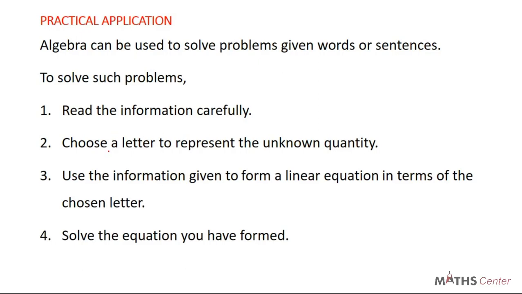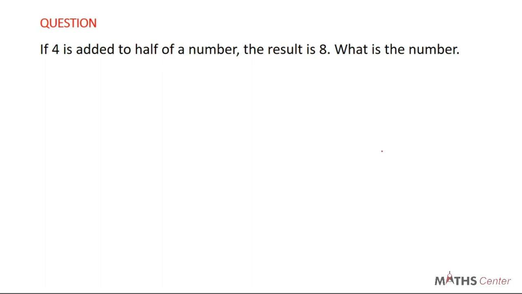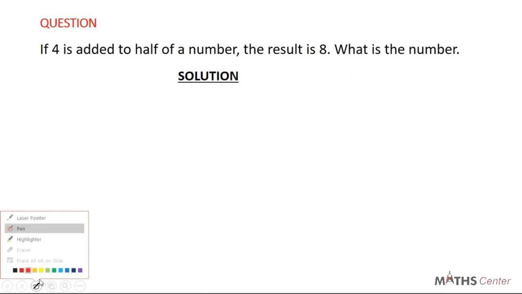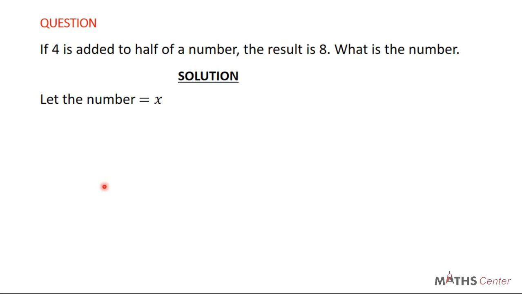The next point is that we have to choose a letter to represent the unknown quantity. So here the unknown quantity is a certain number that we want to find. So choose a letter to represent that number. So we are going to write the solution here. Now we have to choose a letter to represent the number. So I'm going to say that let the number be equal to x. So now I've chosen x to represent the unknown quantity, which is the number that I want to find. Let's move on. The next point was that we have to use the information and the letter that we've chosen, which is x, to form a linear equation. So that is what we are going to do.